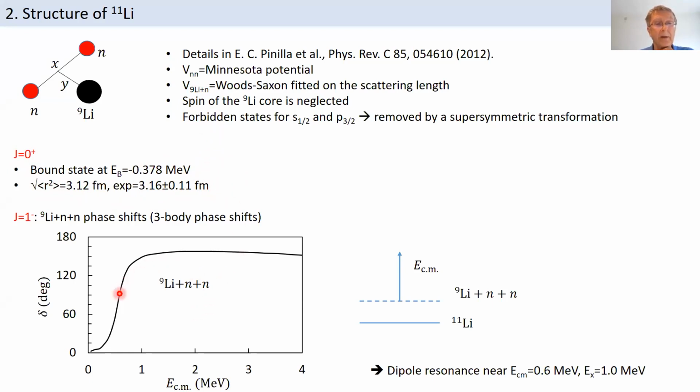And here is the three-body phase shift, which I took from the reference here. So this is lithium-9 plus N for 1 minus. And as you see, there is a resonant structure here around 0.6 MeV with a width of a few hundred keV. So ECM in this diagram is the energy with respect to the lithium-9 plus two neutron threshold.